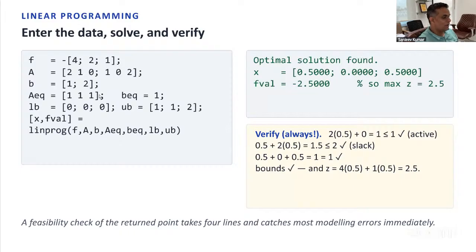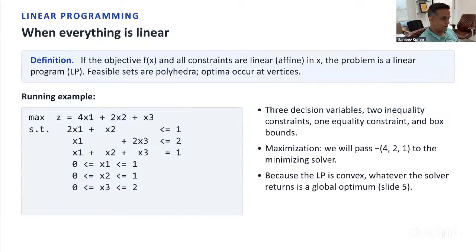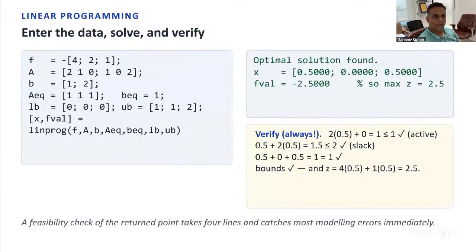A similar thing we will do for equality constraints. So the equality constraint is 1, 1, 1. This vector I will pass. It will be a 1 by 3 matrix, and the right hand side will be 1. So Aeq and beq will be these two things. And then I will pass the lower and upper bounds. So we are passing these matrices and vectors, and then I am calling this linprog command.